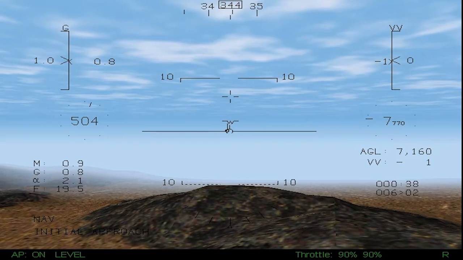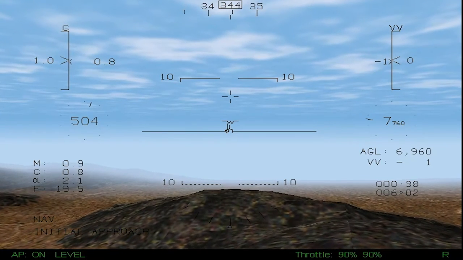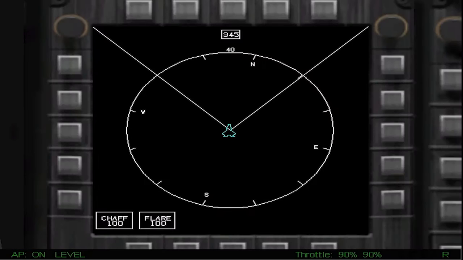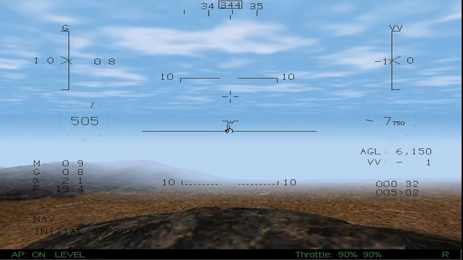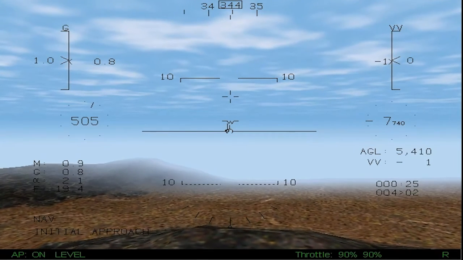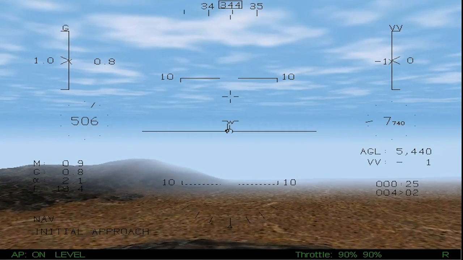Now you want to pitch your nose down about 10 degrees by putting the flight path marker on the minus 10 degree line on your pitch ladder. By the time you reach your initial approach point, your altitude should be approximately 5,000 foot AGL. Check this on the AGL indicator on the right center of your HUD.